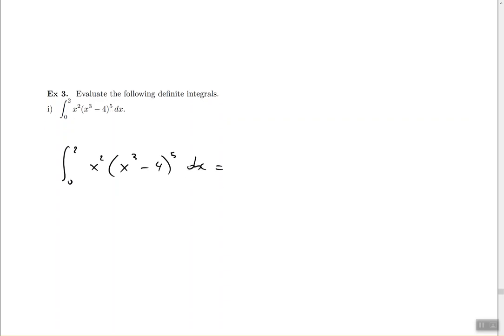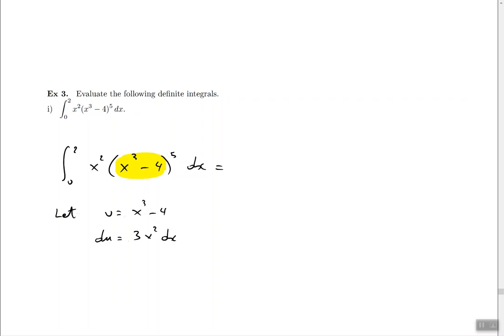So the process is very similar to what we did before. We're going to start with let u be, in this case, the base, x cubed minus 4. That's going to be my u. So it's pretty much the base that has the exponent. x cubed minus 4 is going to be the u. What would the derivative of u be? That's going to be 3x squared dx.